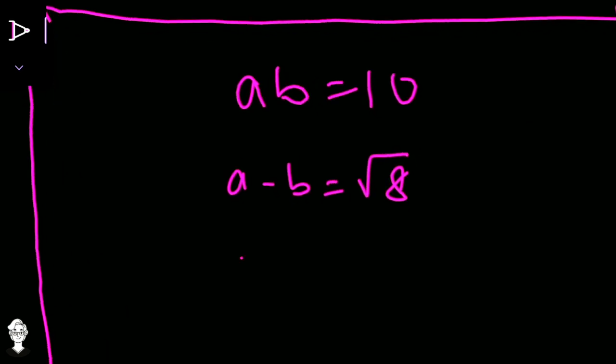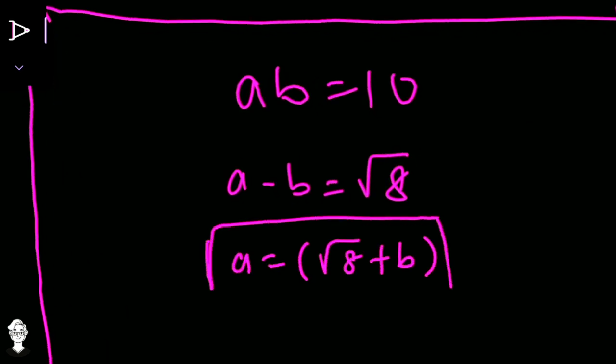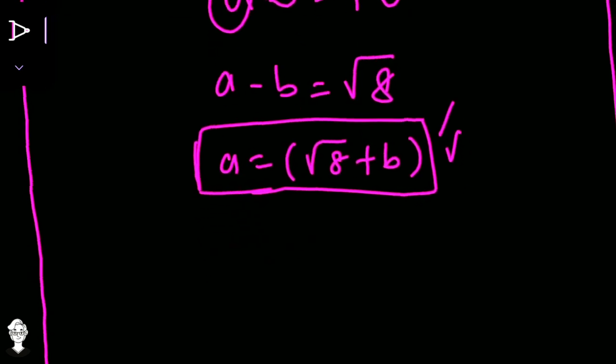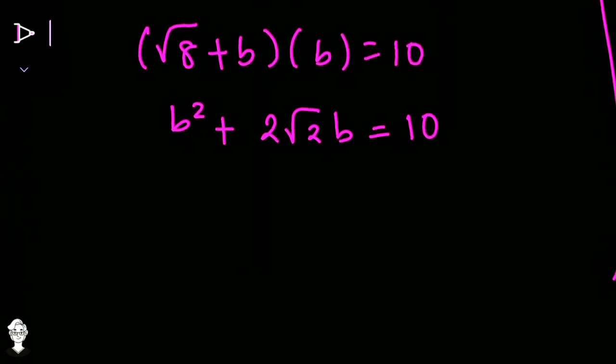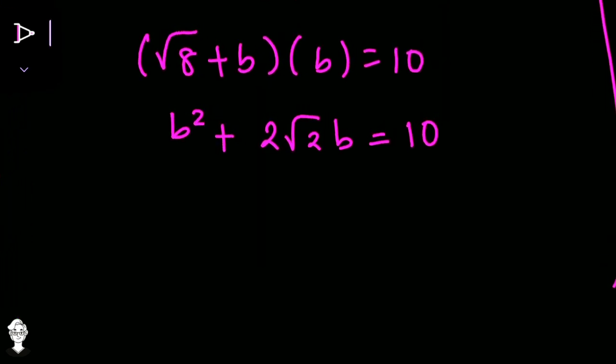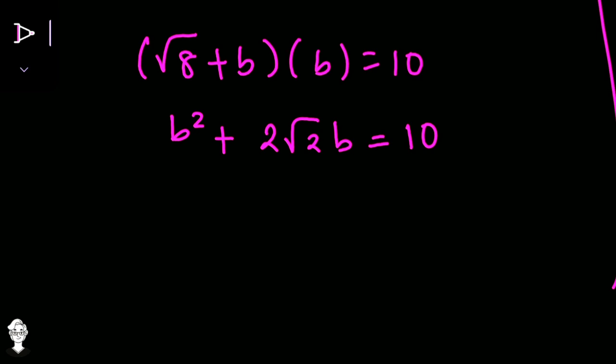So from here I get that a is equal to square root of 8 plus b. So in this product a into b, I will just replace a with this value. So I will get square root of 8 plus b, into b, is equal to 10. So b square plus square root of 8, which is nothing but 2 times square root of 2, times b, is equal to 10. So this much has been done, that b square plus 2 times square root of 2 times b is equal to 10. So from here it would be like this way.